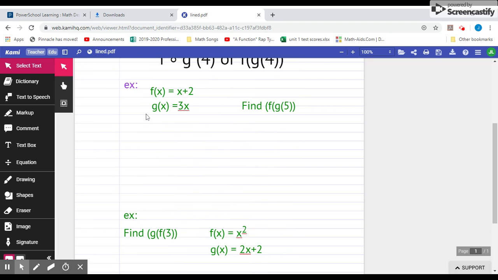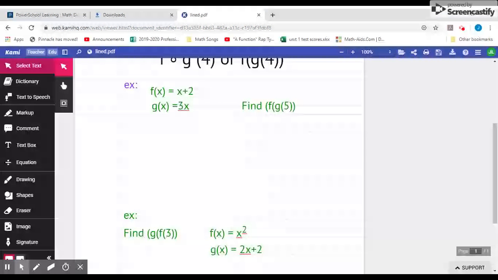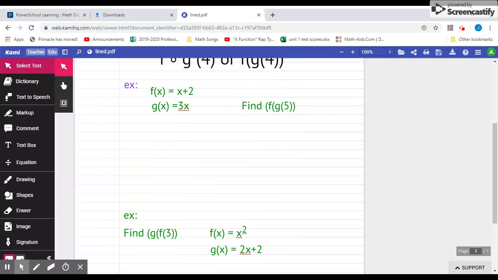So the first example here: we have our two functions. We have f of x, which is x plus 2, and g of x, which is 3x. Our instructions are to find f of g of 5. In order to do this, we always work from the inside out, meaning we solve the inside function, which is the g function, and we put the answer for that function inside the f function.